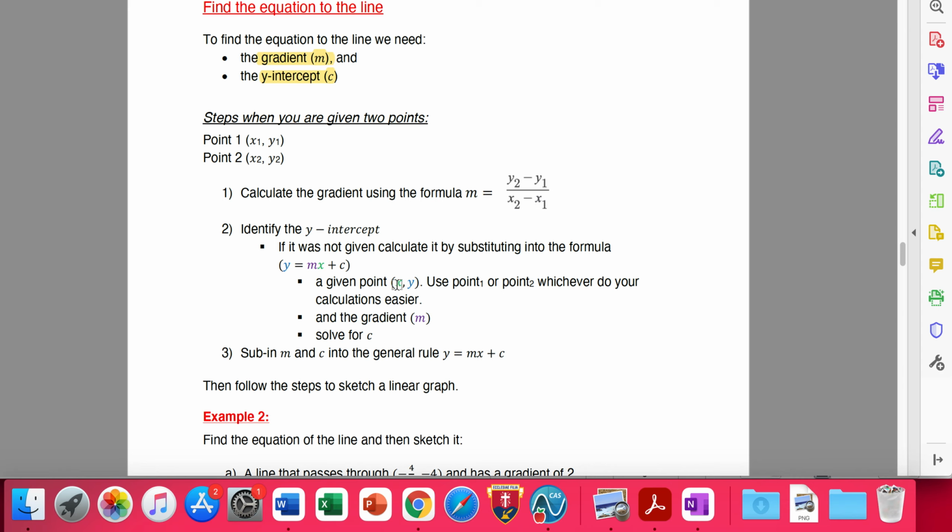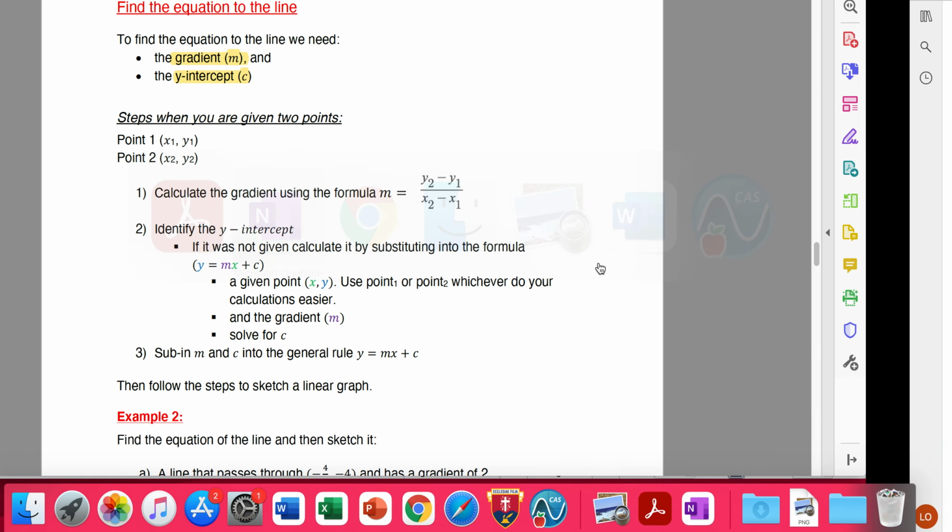I have used color coding here, so you see this X showing you where that X is going to go, this Y where this Y is going to go, that M where that M is going to go, and you're going to solve for C. This is only in this step. Once you have done that, you identify C. And once you have C, then you put the M that you found and the C that you found into your formula, and then you have your rule. Then you have to use the steps that we were doing with the previous examples. So let's do example 2.